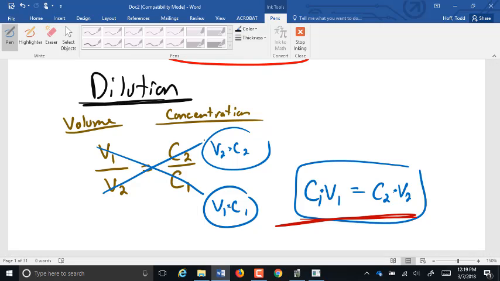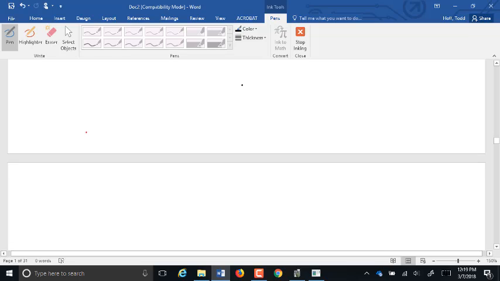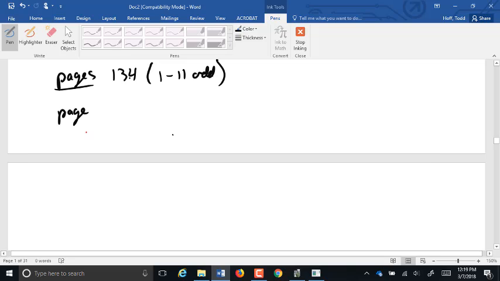So that leaves you with a lot to practice for now. There are going to be some pages I want you to work on. Page 134, problems 1 through 11. If you just do the odds there, that'll be fine. And page 138, problems 1 through 17. Again, if you just do the odds, that'll be fine.